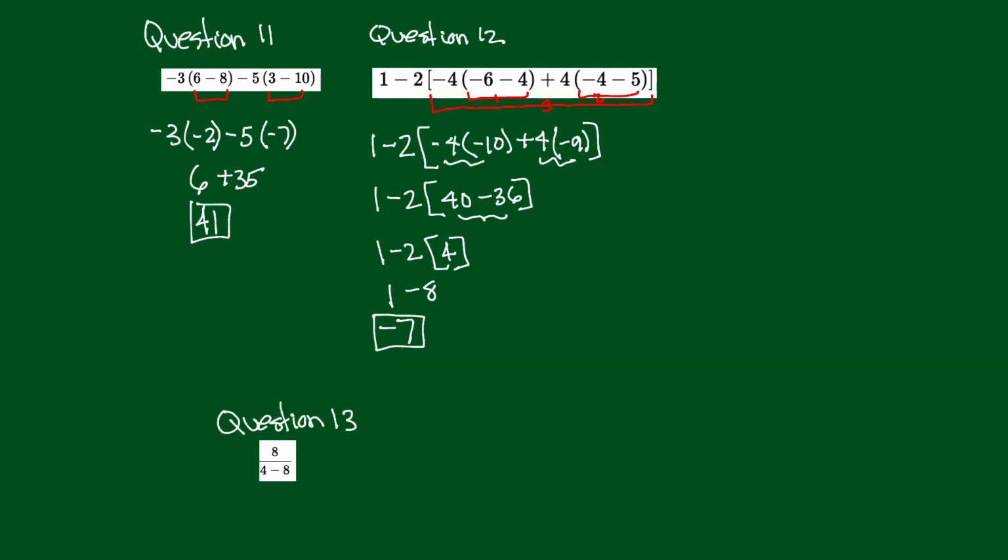Well, we've got a division here. So what are we going to have here? I got an 8 on the top. That's pretty clear. So I've got an 8 on the top. And in the bottom, what have we got? 4 minus 8. Now, really, what this is, it is -4.